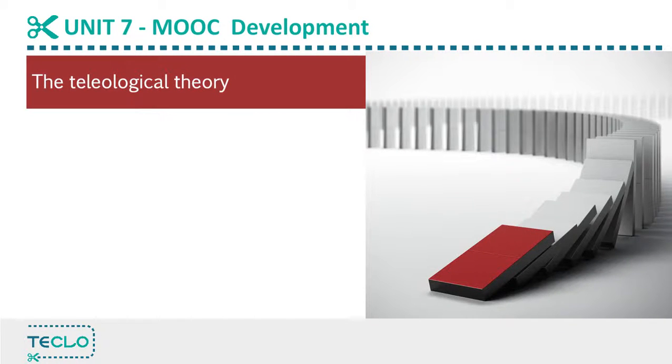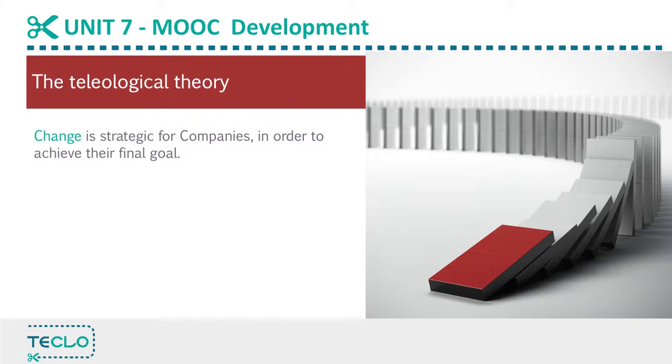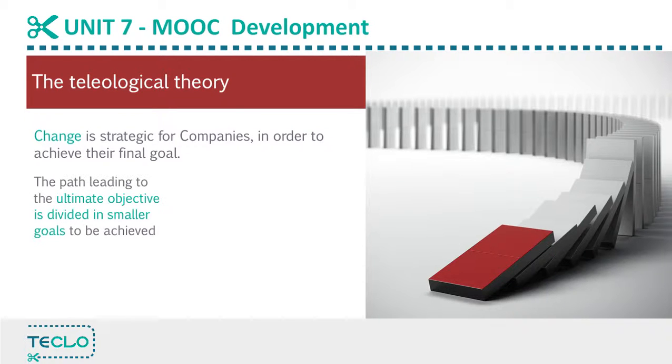Teleological theory. To be able to change according to circumstances is key for each living being aiming to remain alive. As for them, change is strategic also for companies in order to achieve their final goal. The path leading to the ultimate objective is, in turn, divided in smaller goals to be achieved. That's why, for each step, the company has to implement and evaluate new changes.